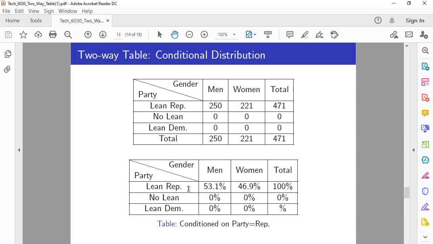Okay, let me say it this way. Among all the adults who leaned toward the Republican Party, 53.1% of them were men and 46.9% of them were women. So these numbers give us the conditional distribution of the variable gender conditioned on the party value being the Republican Party.